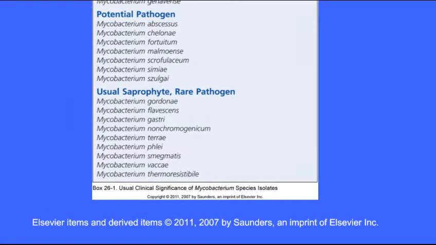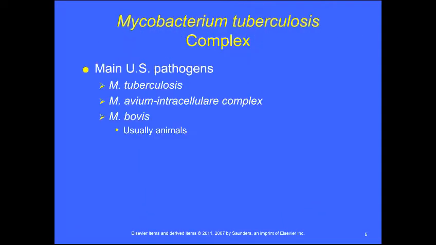Now, the usual saprophytes, these are rare pathogens. So, these are less likely to cause a disease. Gordonae, flavescens, gastri, nonchromogenicum, terrae, flavum, smegmatis, vaccae, and thermoresistibile. Okay? So, those are just nice to know.